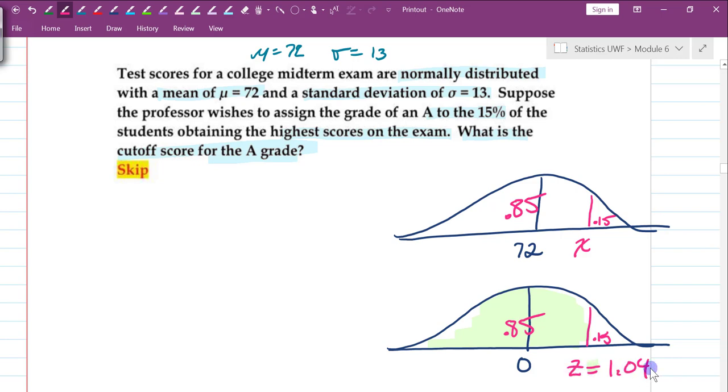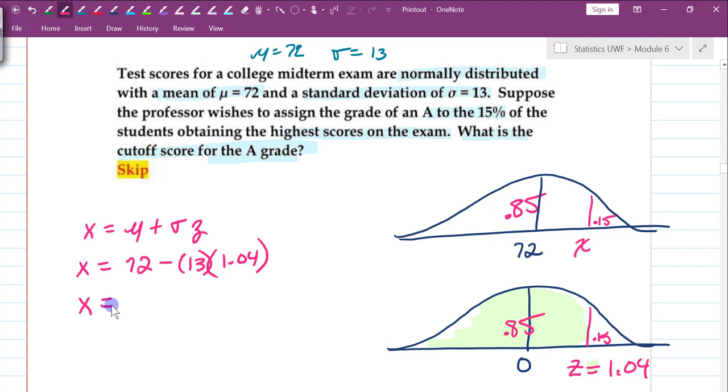And I'm being asked to solve for x. And I happen to know that x is equal to mu plus sigma times z. So mu is 72 plus sigma, which was 13, times our z of 1.04, and therefore x is equal, if we punch that in our calculator, we're going to find that it's 85.52.